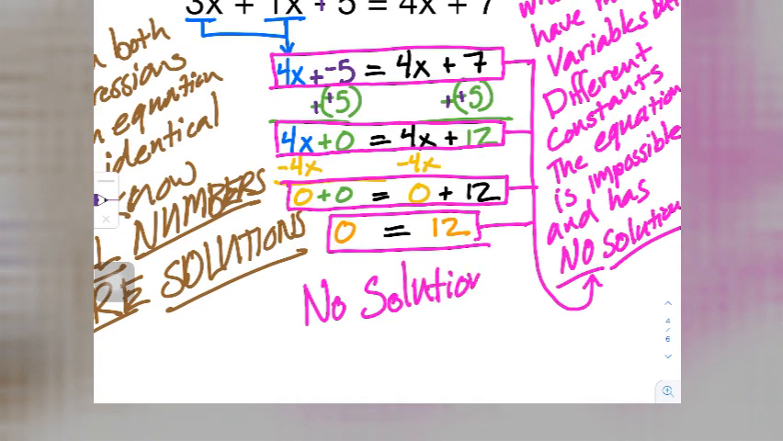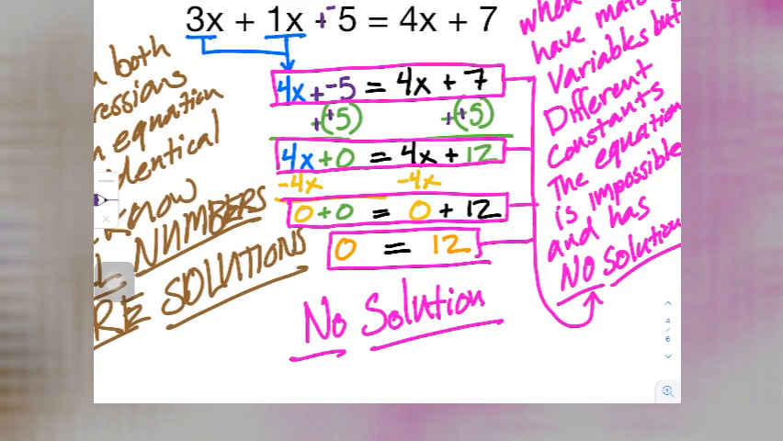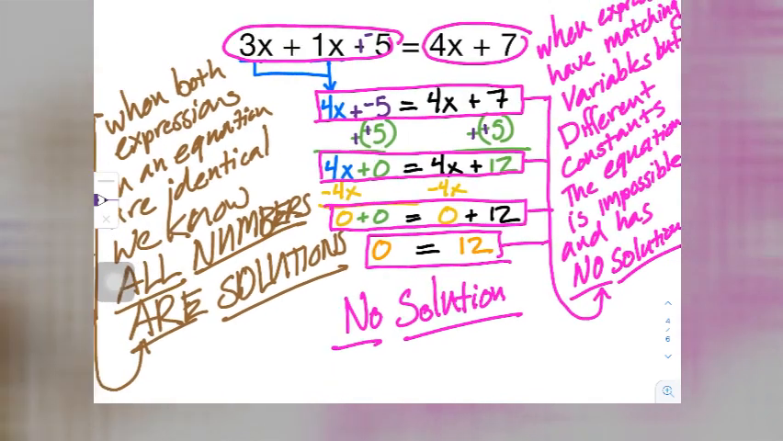Remember, the solution is the value that makes the math statement true. And in this case, there is no solution for x that will make 3x plus 1x plus negative 5 equal to 4x plus 7. There isn't one. So there's no solution.